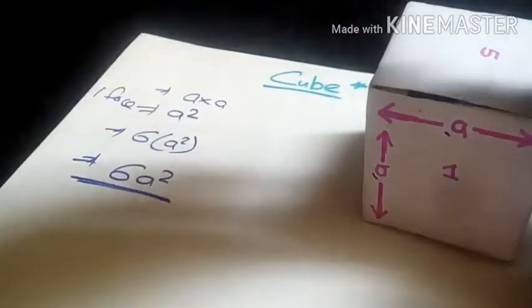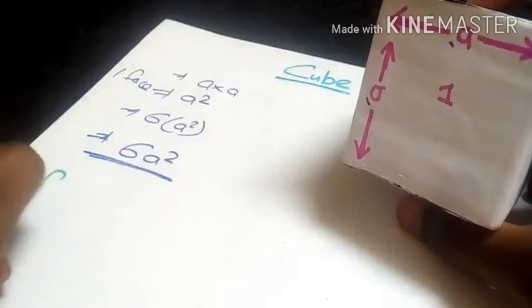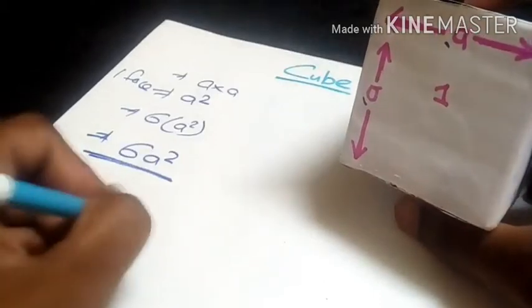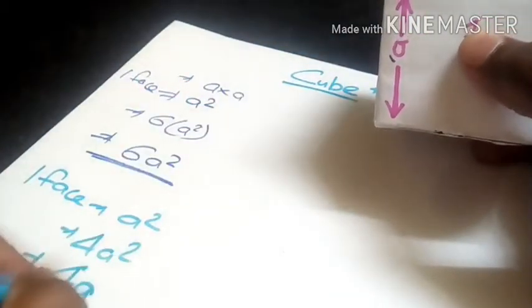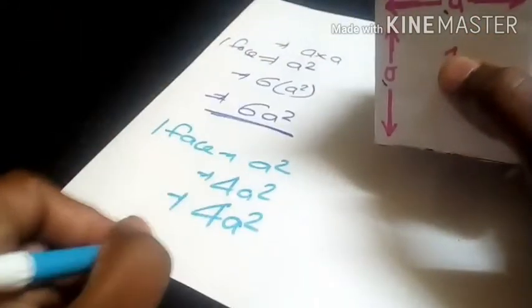Now finding the lateral surface area. As we know, the area of one face is equal to A square. In lateral surface area we ignore the top and the bottom, so there will be only 4 faces. What is the area of 4 faces? 4 into A square. Simple. So the lateral surface area will be 4A square. As simple as that.